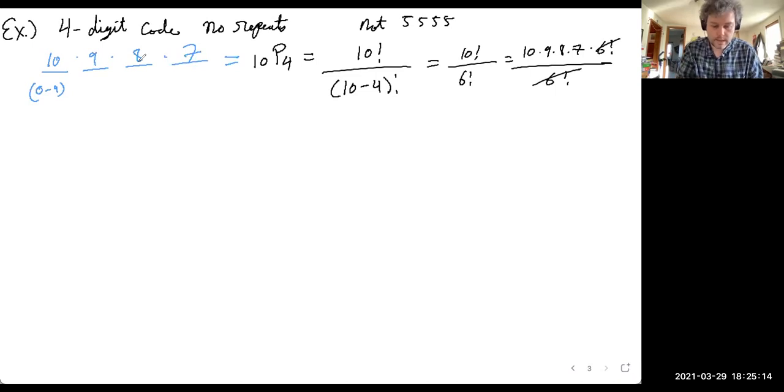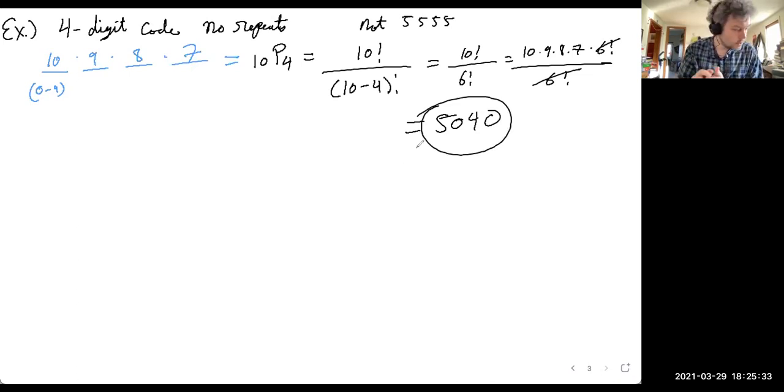What is 10 times 9? Well, that's 90 times 8 is what? 720. 720 times 7 is 5040. So I claim it's 5040 on both sides of the equation. So that's how we can do it. Now again, there are no repeats, so we can use permutation.